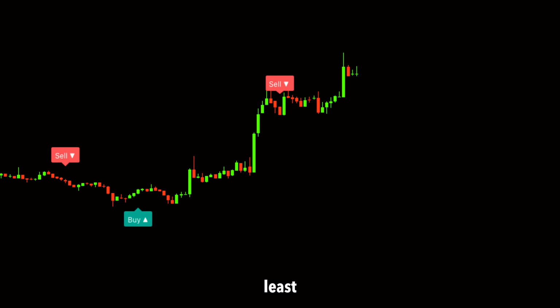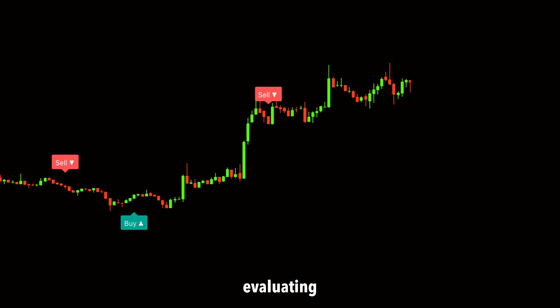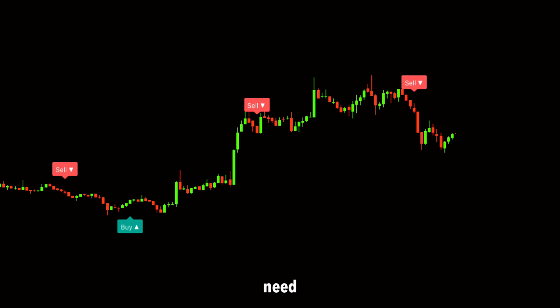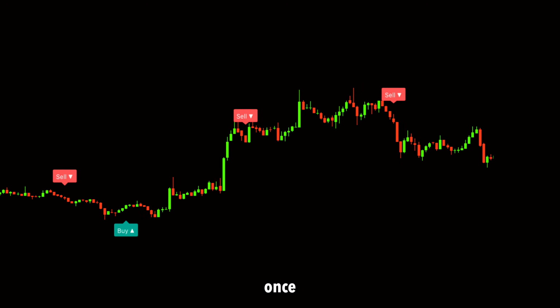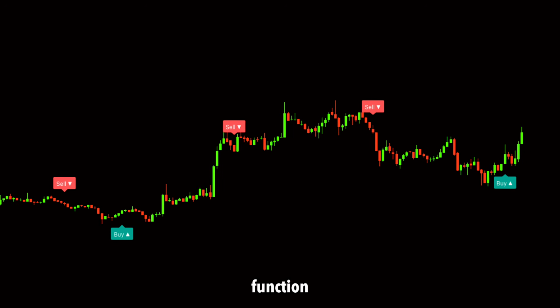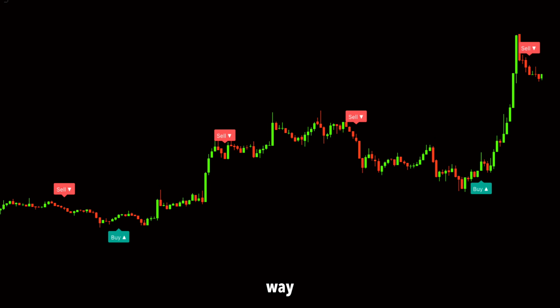Let it run for at least 50 to 100 bars before evaluating performance. The learning layers need data to optimize. Once it has learned, use the export function to save the state. This way, if you reload the chart, it remembers what it learned instead of starting from scratch.